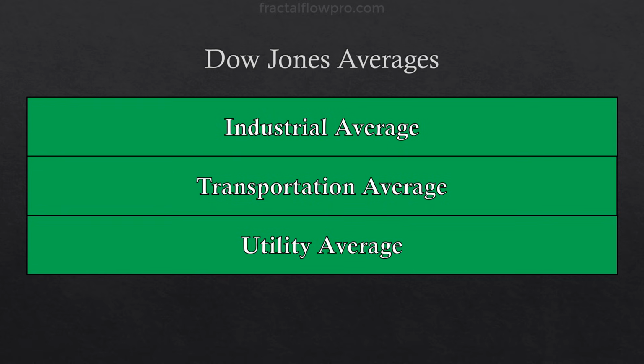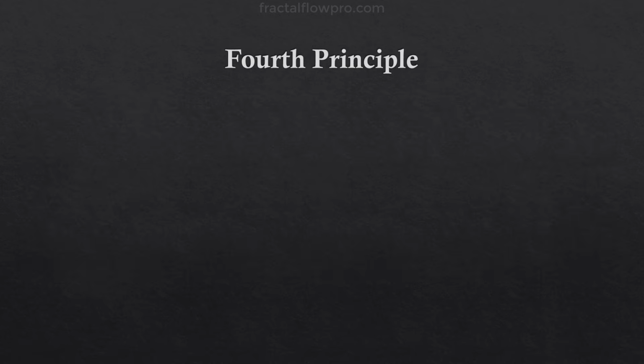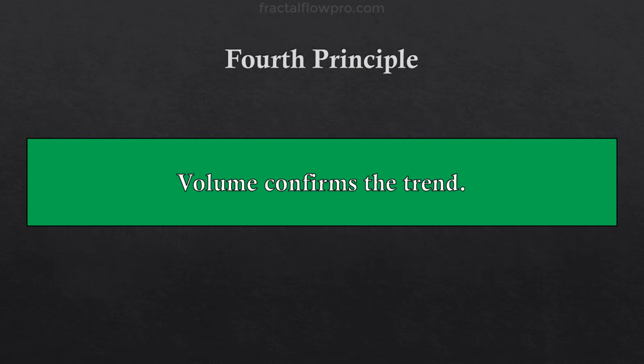If the three averages are going in the same direction, or at least two of the three averages are going in the same direction, as the theory suggests, it's a good indication that the economy as a whole is going in the same direction. Notice that the third principle of confirmation, in alignment with the second principle of trend identification, gives a framework to analyze if there is a reversal signal and a confirmation in the financial markets as a whole. The fourth principle in the Dow theory is that volume confirms the trend.